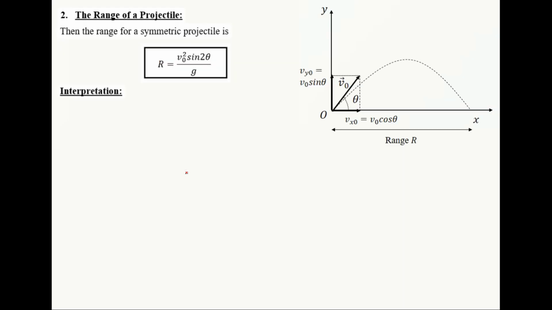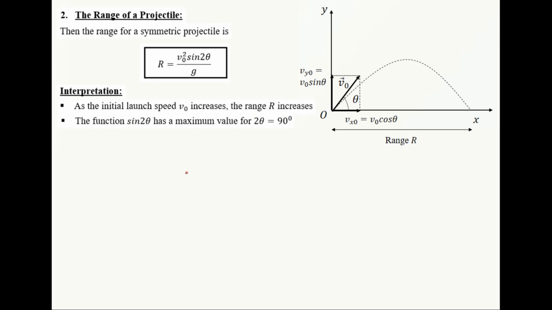And now, because this expression depends on the variables v0 and theta, it's healthy to interpret the variation of the range in terms of these parameters. The first thing that we can say: as the initial launch speed increases, the range R increases. Basically, if you're throwing something, in order to increase your range, you need to give it a greater initial velocity, and this is very intuitive. However, what is not intuitive is how the range can be related to the launch angle, and let's check this together.